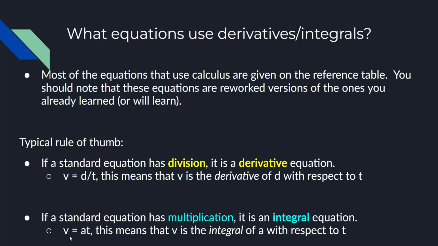So this is a really easy way: you can look at the question and say, okay, I would normally use this equation if this was an algebra scenario. Therefore, because there's division, I'm going to take the derivative, or because there's multiplication, I'm going to end up taking the integral. It can really help you save some time. That way, you're not constantly having to re-look at this reference table, which again could be more distracting.